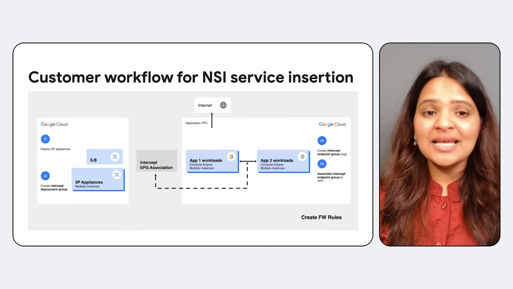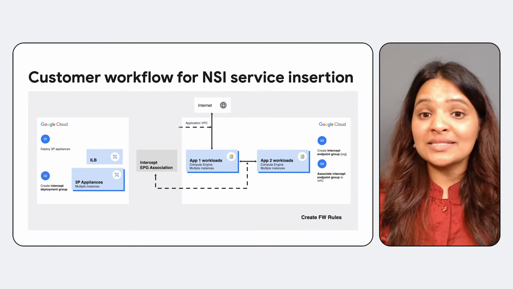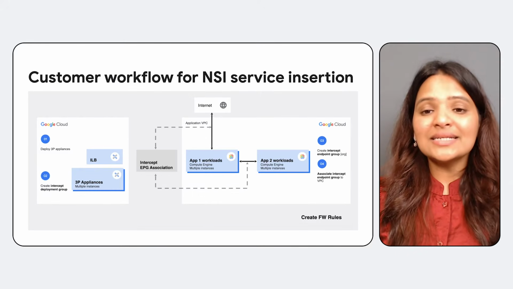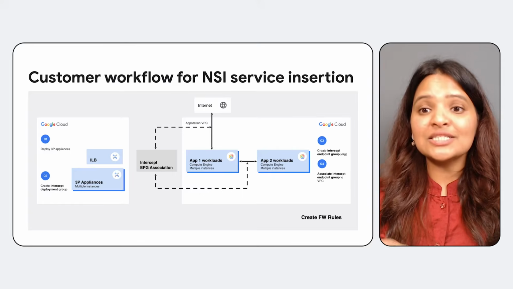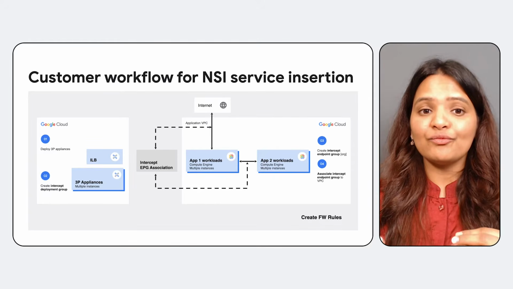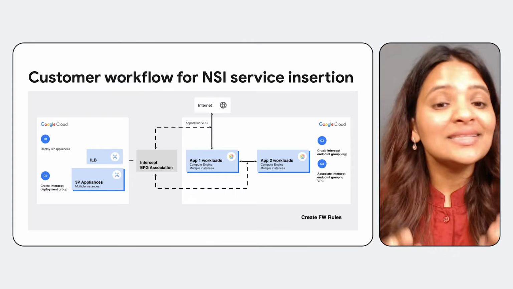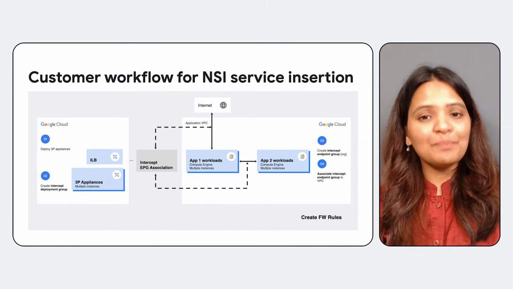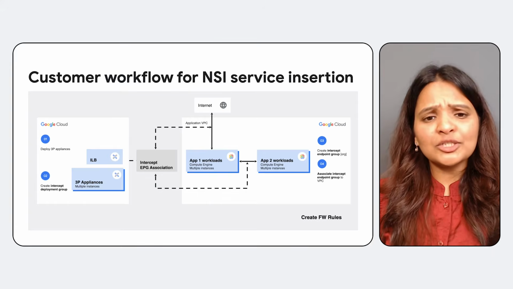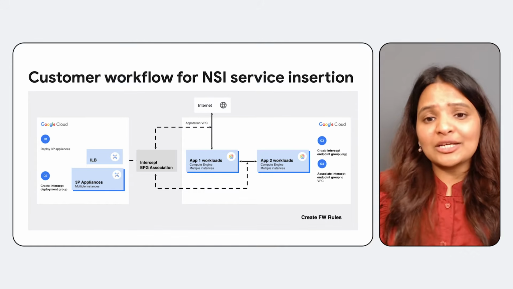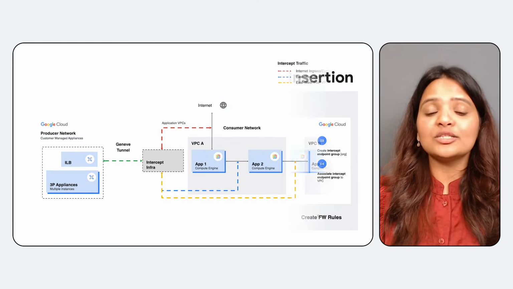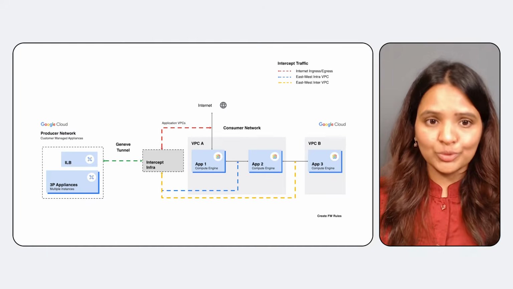VPC network. The internal pass-through network load balancer in the producer's network receives the encapsulated packet and distributes it to a back-end virtual machine, which hosts the inspection appliance. The appliance on the VM performs the deep packet inspection. Upon completion, the appliance sends the packet back to the consumer's network via the producer's intercept deployment group.